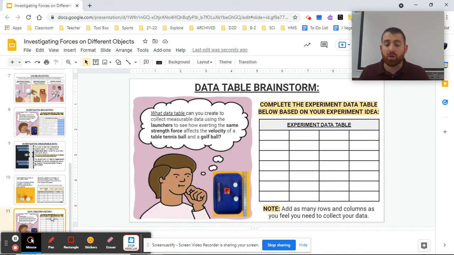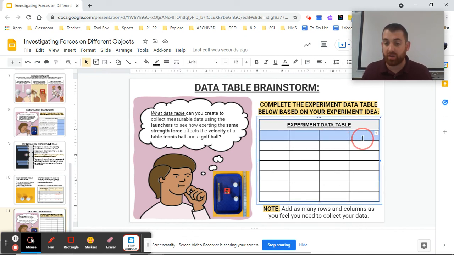So your job is going to take this idea of how we measure velocity and create your own table for how you're going to collect the velocity of your two different balls, the golf ball and the ping pong ball. You're given a table, and your job is to figure out what to put in the columns and in the rows as your headers, and then where you're going to be collecting your data. If you need to add rows and columns, you're more than welcome to.